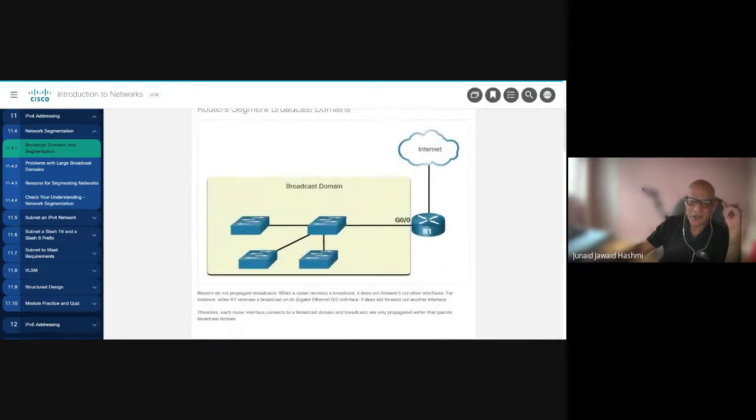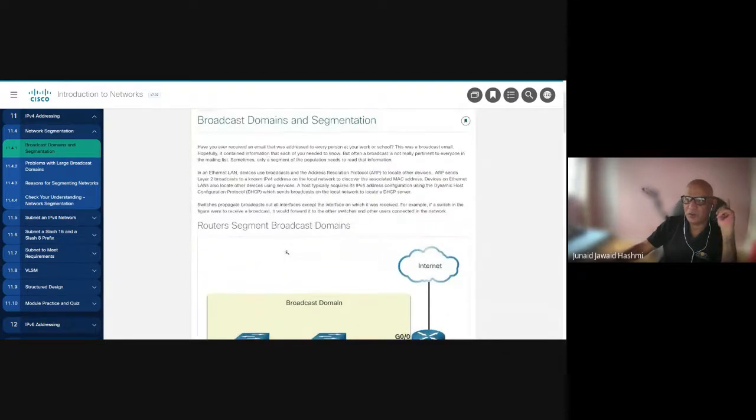All right, now we're going to talk about subnetting. And before we talk about subnetting, we need to know, why do we have to subnet in the first place? Why do we even need to subnet? We need to subnet because it's a good practice to segment your network, meaning you divide your network into smaller networks.